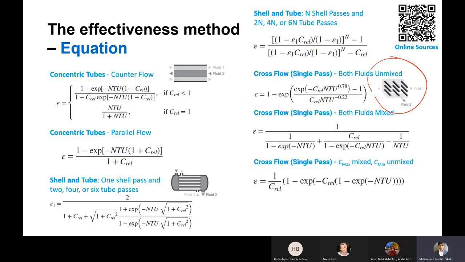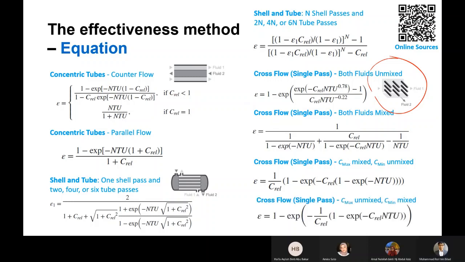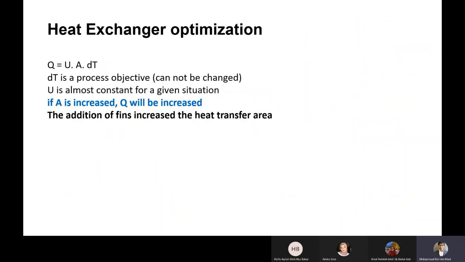Then you have a cross flow single pass, C maximum mixed and C min unmixed, and finally cross flow single pass, C max unmixed and C min mixed. You can either use the graph, which I find much easier, or you can go with the equation if you're good with a calculator. The thing with calculation is that we actually don't know the NTU, so you have to reverse the equation. It's quite challenging.